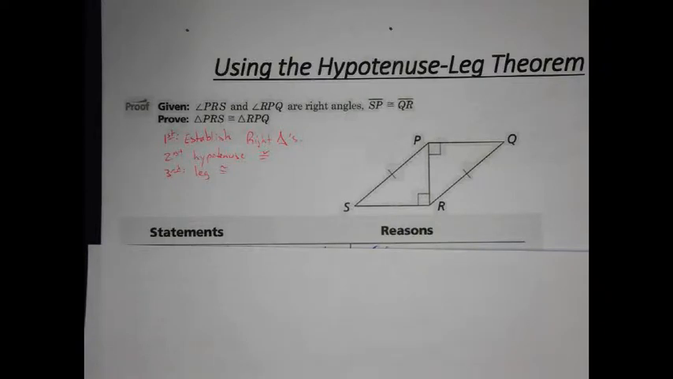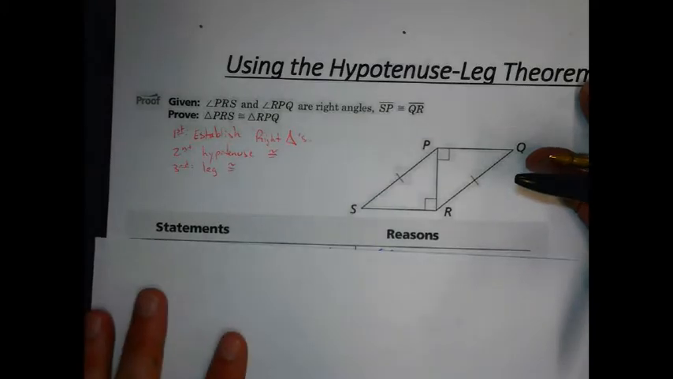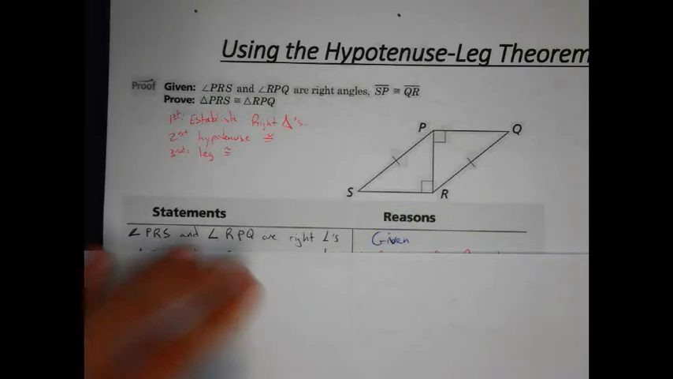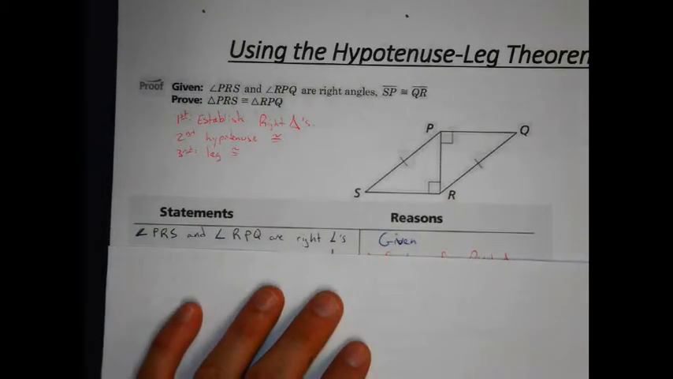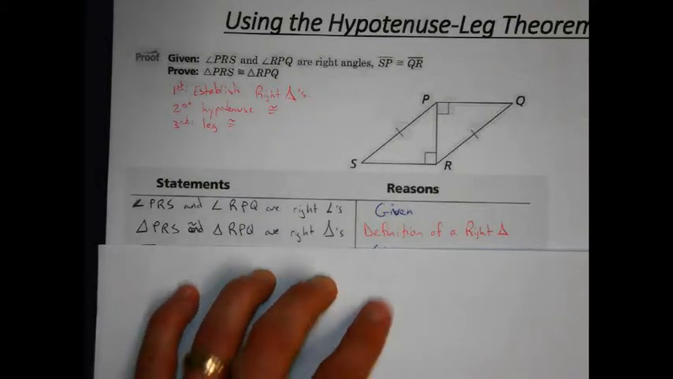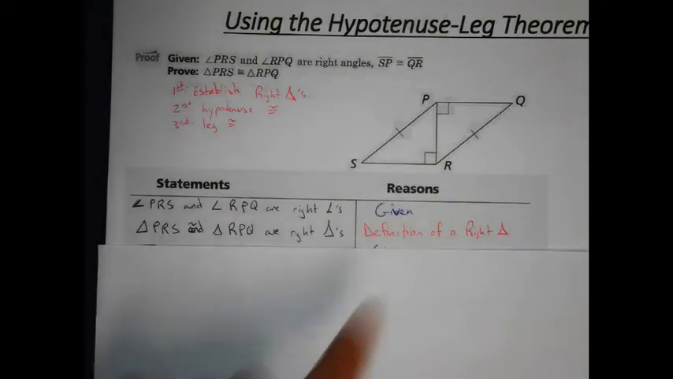Now, how in the world can we establish these are right triangles without looking at the picture and going, duh, right? Duh, they're right triangles. I mean, duh, they're right there. So we have to establish it. How does that work? We start with what is given. What's given to us is that we're dealing with right angles. So angle PRS and angle RPQ are right angles. That's given. What do we do with that piece of information? We can now say that the triangles are right triangles. Why? Definition of a right triangle. So that's going to be the argument we use to avoid us from saying duh.